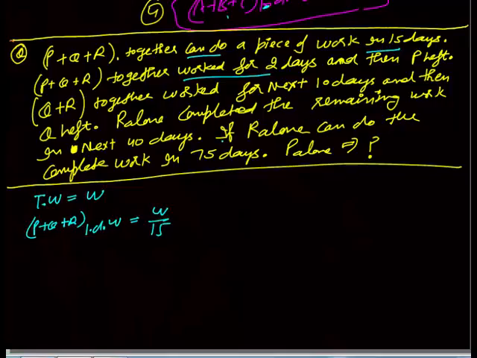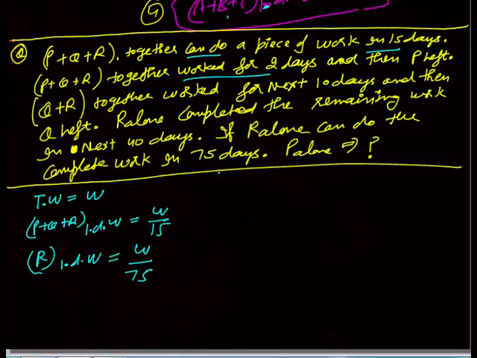Another piece of information given is about R. R's 1 day work would be how much? The question says that R alone is doing W units of work in 75 days. So R's 1 day work would be W by 75, because in 75 days he is doing W, so in 1 day he will do W by 75.